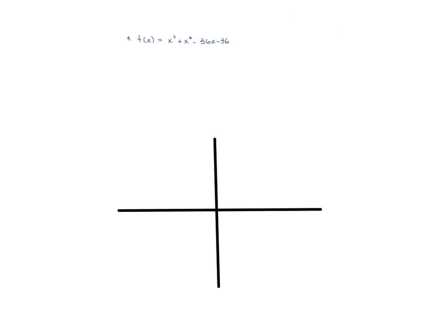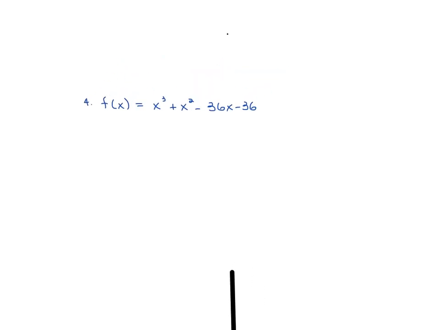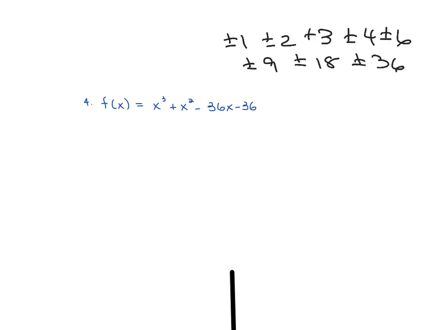Okay. So for this last one, notice my last term here. It's 36. So if you were doing this question for homework, you're going to have all of these possible zeros. Plus and minus 1, plus and minus 2, 3, 4, 6, 9, 18, 36. Oh, I forgot 12. So 1 times 36, 2 times 18, 3 times 12, 4 times 9, and 6 times 6. That's a bunch of zeros that I might have to potentially check.